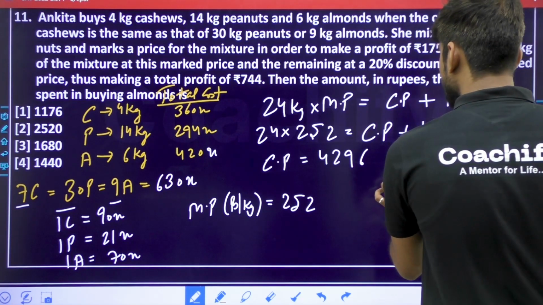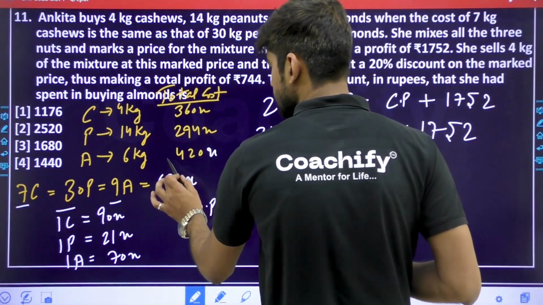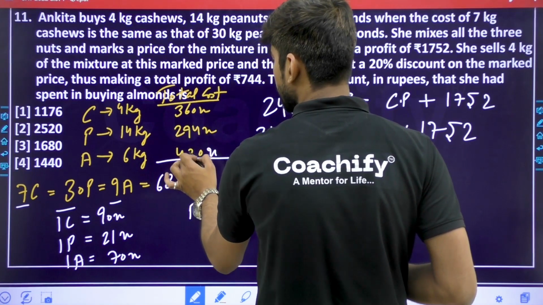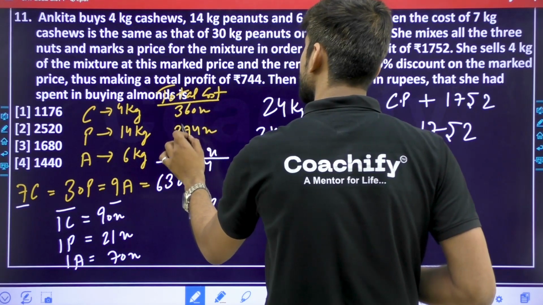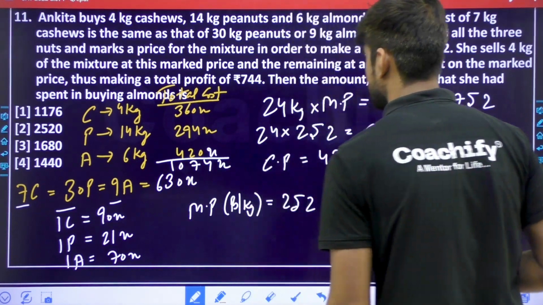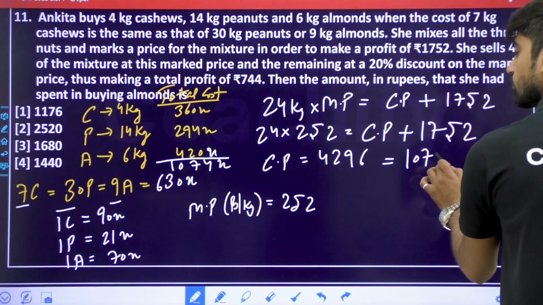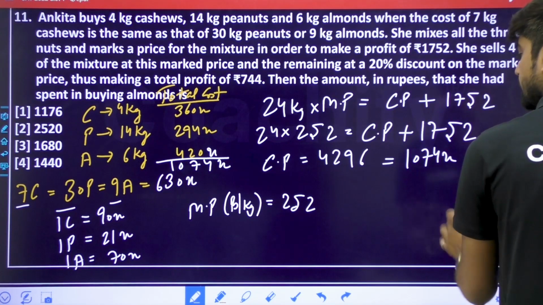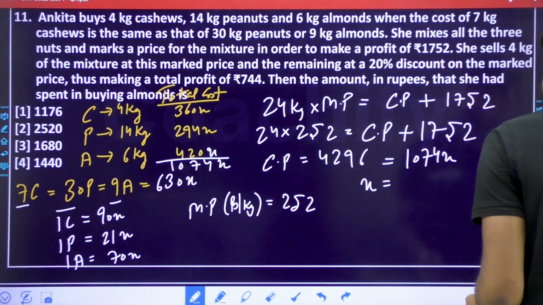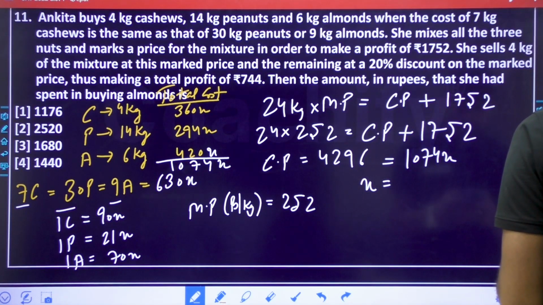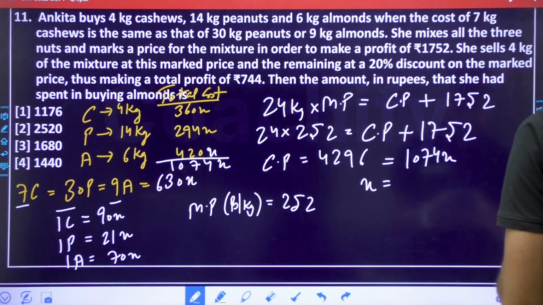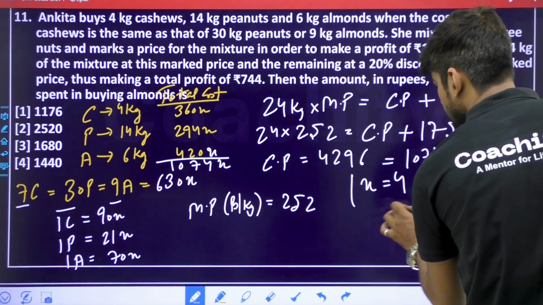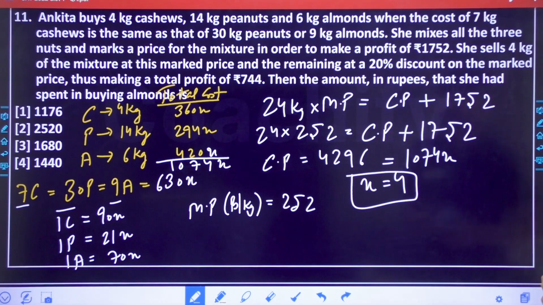4296. Now this should be equal to the total cost, which is coming out as 1074x. This is my total cost. From here, I can find out the value of x easily. This is coming out as 4296 divided by 1074. So this is coming out as 4. This is my value of x.